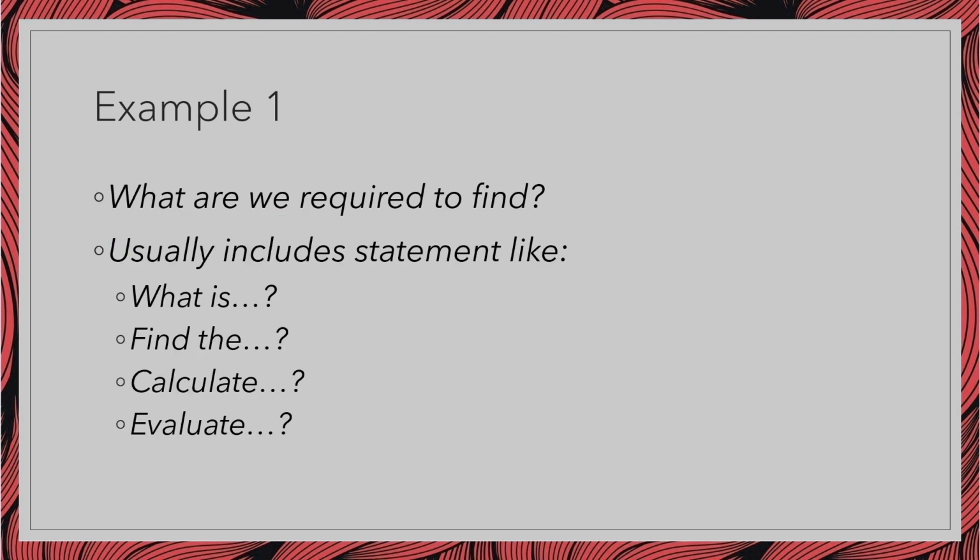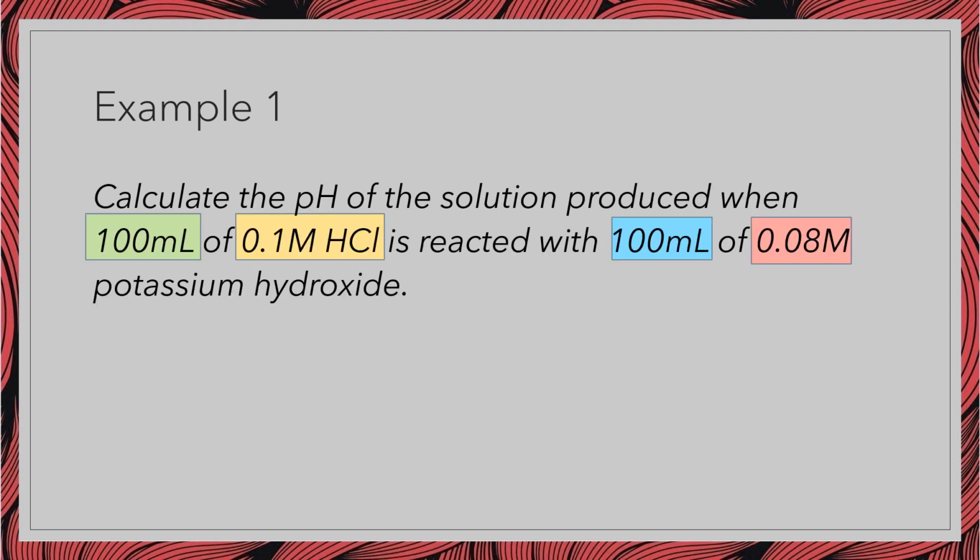Now, what are we required to find? Remember, it usually tells us with words like what is, find the, calculate, or evaluate. This one says calculate the pH of the solution produced when that's all reacted together. So that's our end goal. Our end goal is pH.